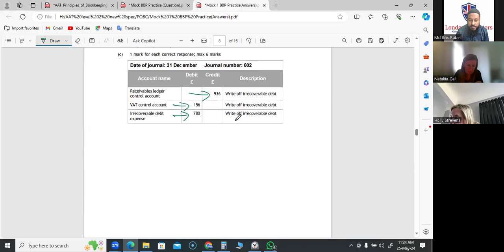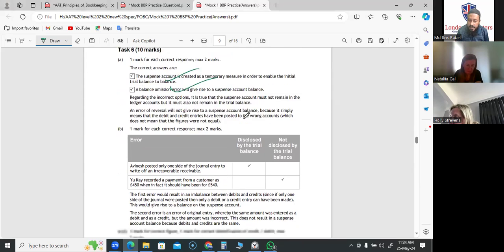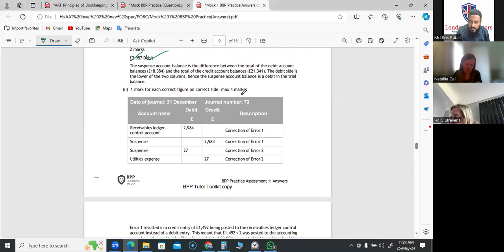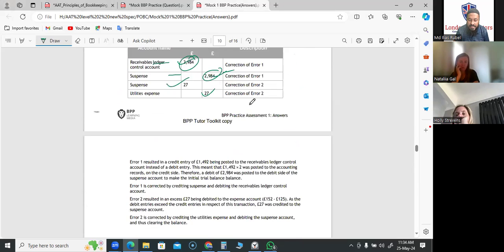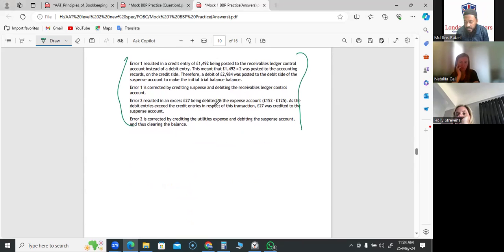Shall we check the answer? This should be correct. And yes, receivables is twice. Yes, the double happened. The way they gave us, the way we need to write it down. It could have been receivables debit, suspense credit by half, and then again the same thing. A bit of explanation is given. Whatever I have explained, the same thing they should have. You can check it out. I'll give you the answer sheet at the end. You WhatsApp me or email me and I will give you the answer sheet.